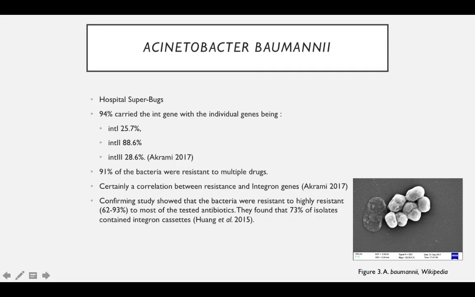It's confirmed by Huang in 2015, or actually I guess this one was first, but either way, they had similar results. 73% of isolates contained integron cassettes. So they tested for the cassettes, which remember is the actual resistance genes, to see which ones had that, right? So a lot of the resistance in these Abelmani are coming from the integrons, right? It's not that they're just born with it, but the integrons are transferring it, right? So very interesting, very big problem.